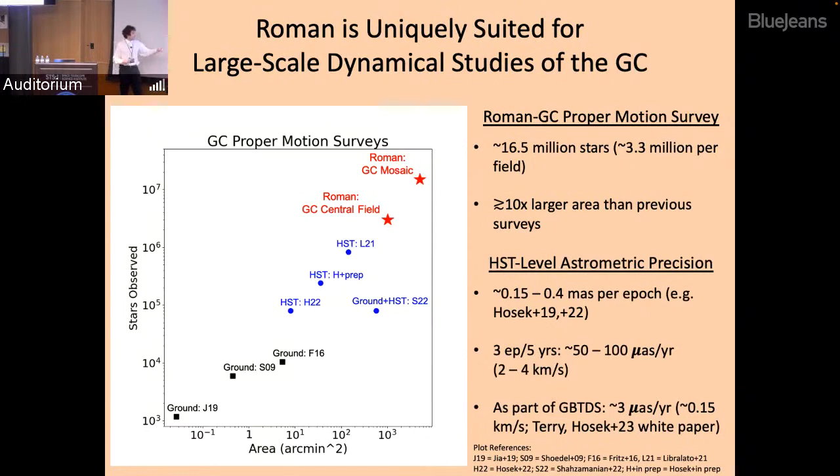This gets even more impressive when we consider taking just one of the fields, the centermost field, and adding it as part of the Galactic Bulge Time Domain Survey, which we talked about a bit yesterday. Because of the high cadence of these observations, we expect that we would be able to get proper motion precisions of 3 microarcseconds per year, or 0.15 kilometers per second, which is really incredible. In fact, adding the Galactic Center to the time domain survey would enable a whole host of science cases, not just those driven by dynamics. If you're interested, I encourage you to take a look at our white paper that Sean Terry, myself, and our collaborators recently did, which should be posted to arXiv soon.